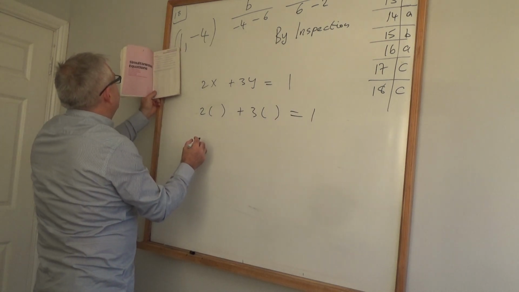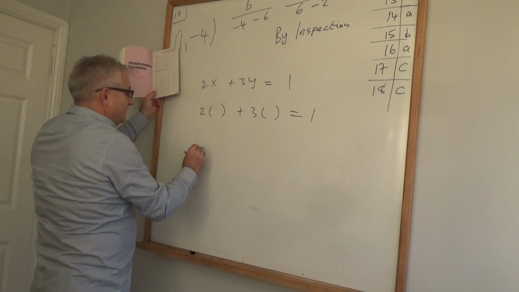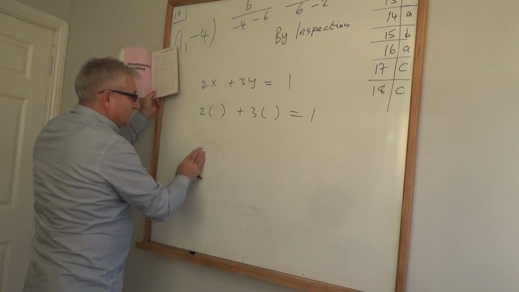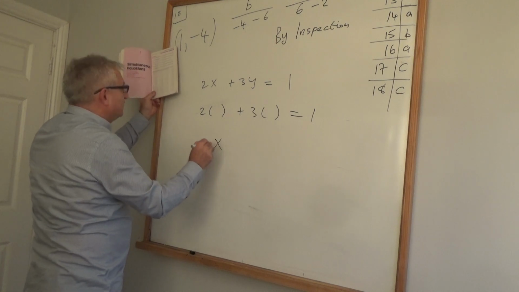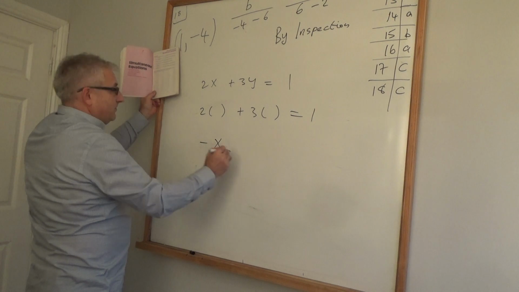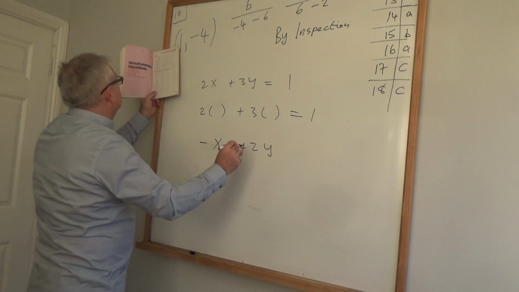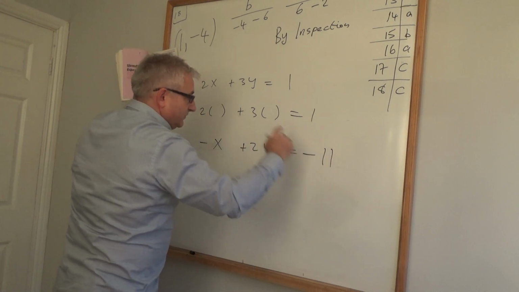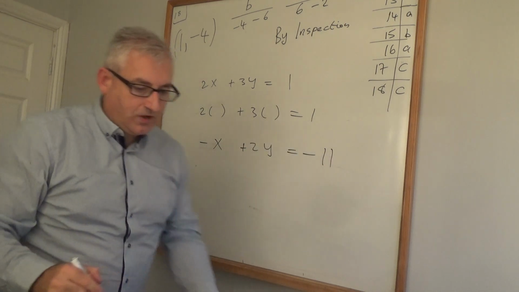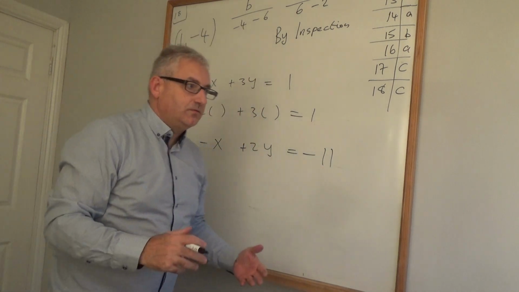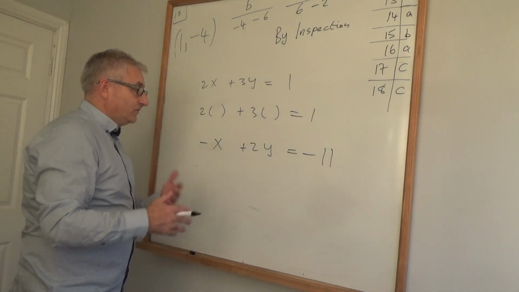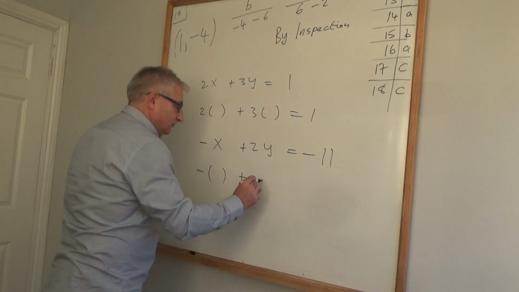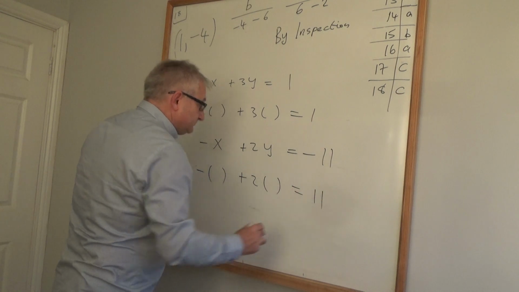Down we go below. Negative x, so negative whatever I get. Well, I better write it once at least. Minus x plus 2y equals negative 11, because we subtract 11 from both sides. So that's the subtractive property of equivalence. If you subtract stuff, you get equivalence. And that's minus a bracket plus 2 times a bracket equals 11.